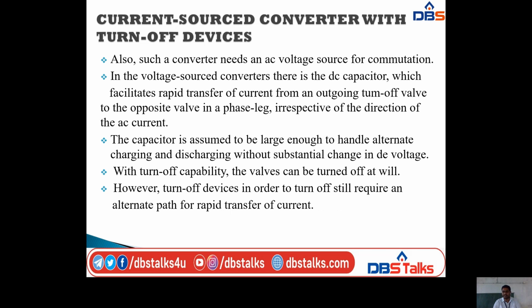In voltage source converters, there is a DC capacitor which facilitates rapid transfer of current from an outgoing turn-off valve to the opposite valve in a phase leg, irrespective of the direction of the AC current. The capacitor is assumed to be large enough to handle alternate charging and discharging without substantial change in the DC voltage. So with turn-off capability, the valves can be turned off at will.